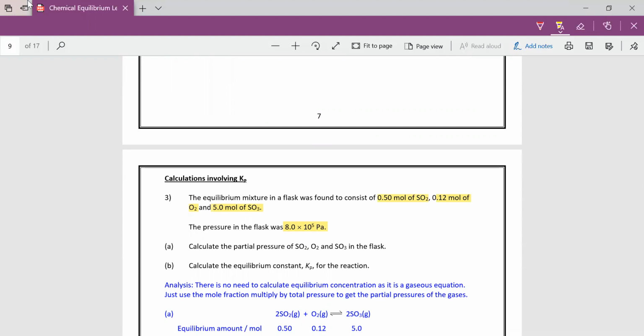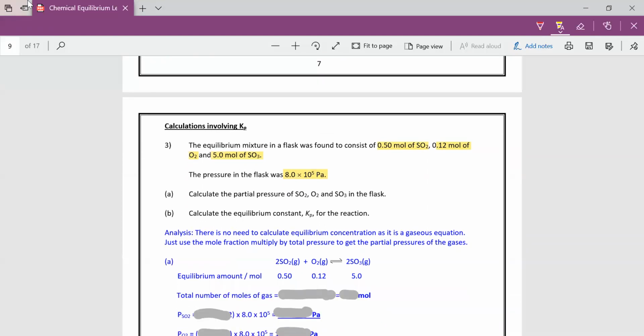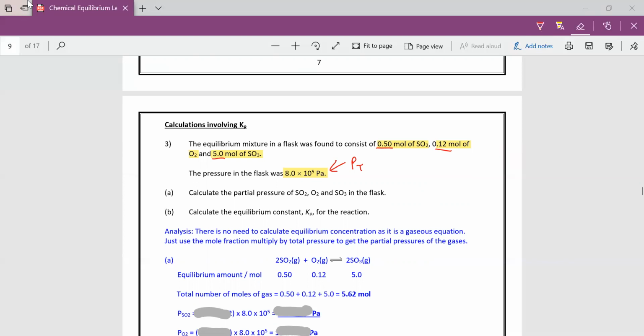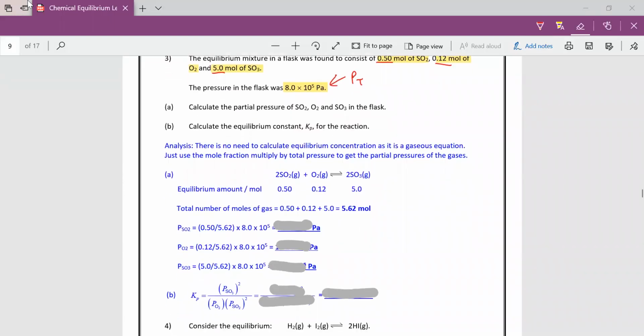The first thing is we need to calculate the partial pressure. To calculate partial pressure, we just need to take the mole fraction multiplied by the total pressure. The total pressure is given here, and all the numbers of moles are given by the question. So all we need to do is find the total number of moles of gas, take the mole fraction, and multiply by the total pressure to get the partial pressure of each gas. Hope you got that.